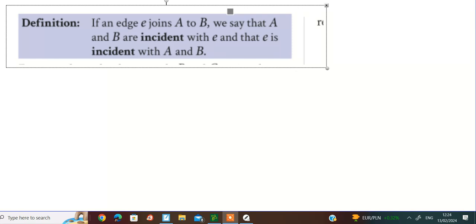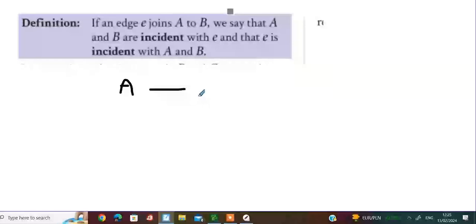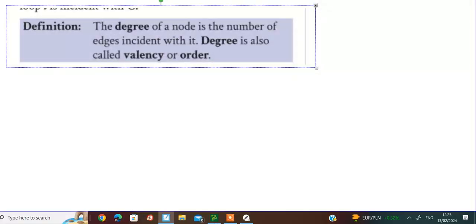If an edge E joins A to B together, so A to B, we say that A and B are incident with E and E is incident with them. So E is the edge and it links A and B together, essentially. The degree of a node is the number of edges incident with it.